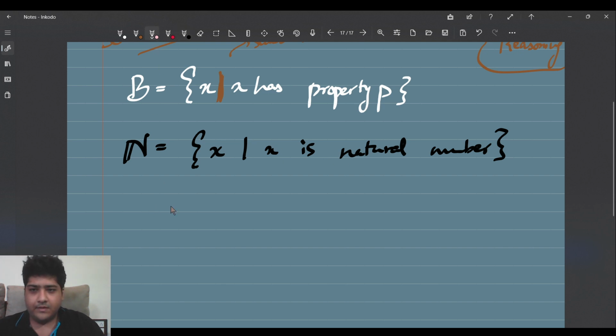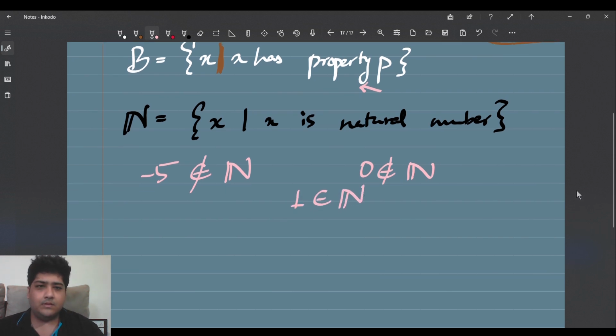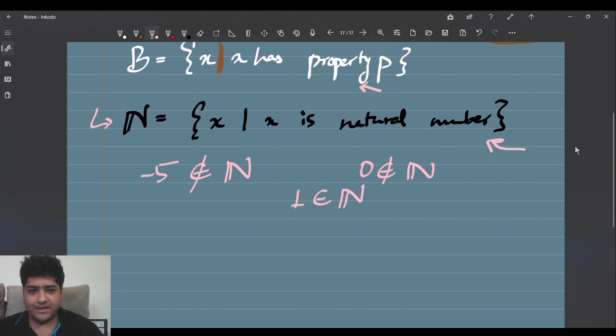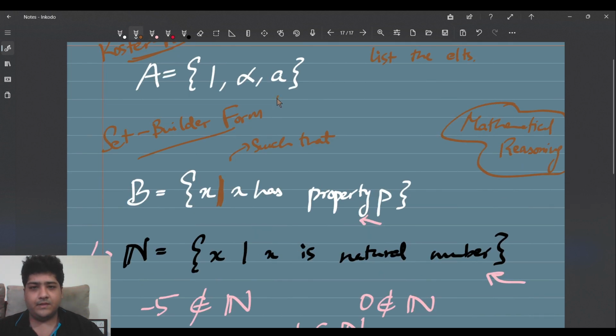So I can just give you elements, -5 say, and you can tell me whether it belongs to the set or not. And we know that -5 is not a natural number. -5 does not have the property of being a natural number, so we won't put that in our set. 0 is not a natural number, so 0 won't be in the set. 1 is a natural number, 1 will be in the set. So this way of representation is called the set builder form of representing a set. If we build the set according to the given description, it's also called descriptive form in a lot of places. So set descriptive form.